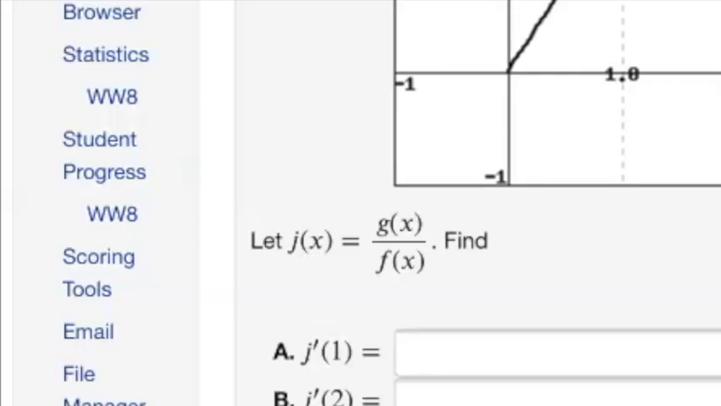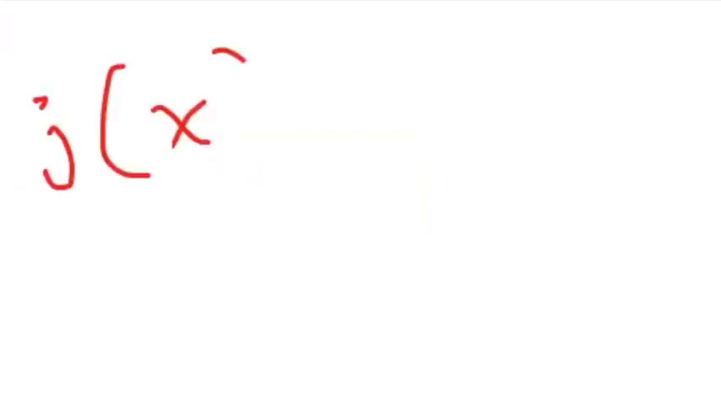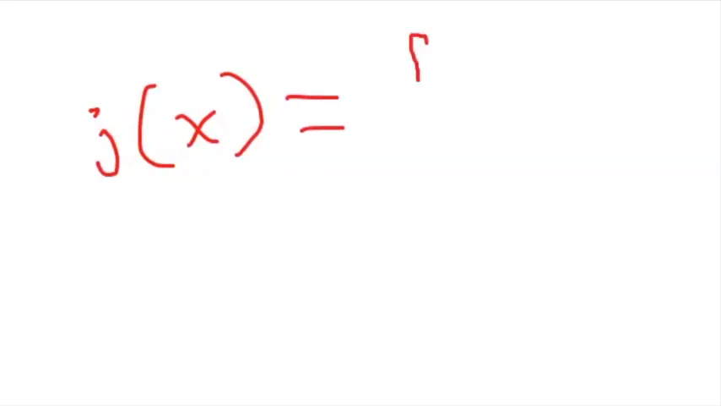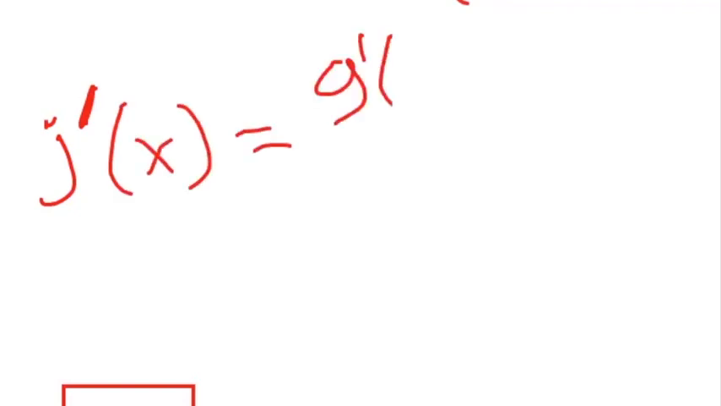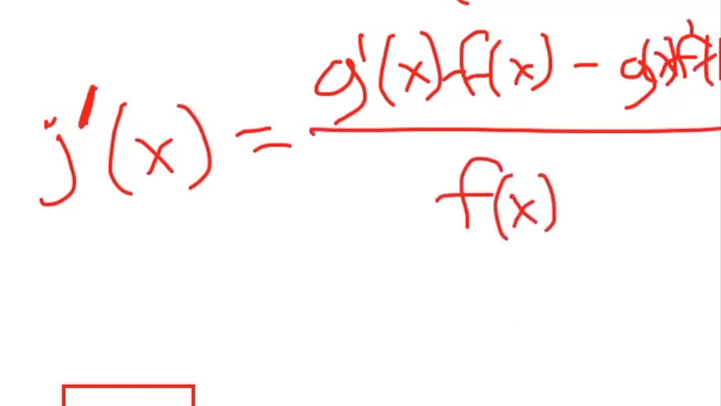We're trying to find j prime of 1. So even with no other information, just knowing that j of x is equal to g of x over f of x, I can use that to calculate what j prime of x is with quotient rule. So j prime of x is equal to g prime of x f of x minus g of x f prime of x all over f of x squared.